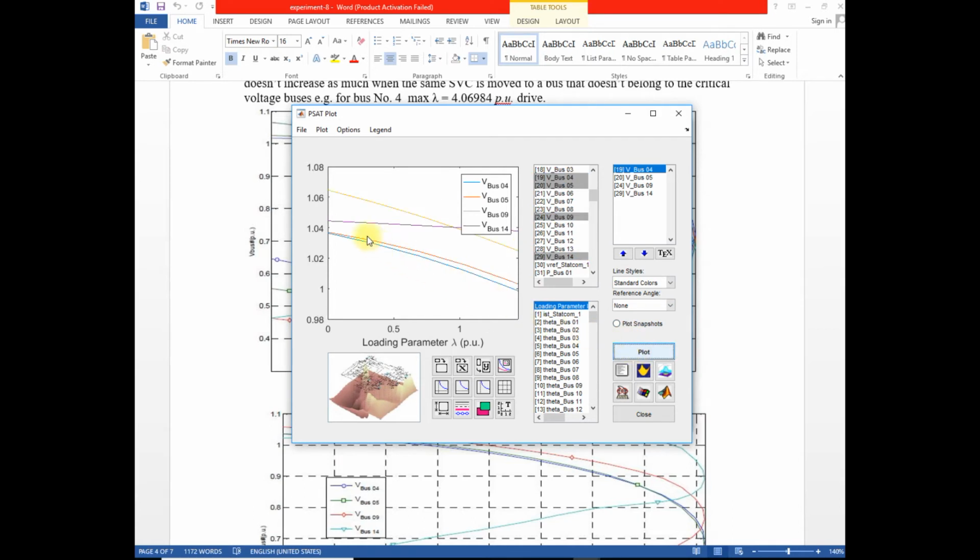So you can see that at bus number 14, this purple line shows that as the loading parameter is increasing, the voltage at bus number 14 remains constant, near 1 per unit. But for the rest of the buses, bus number 4, 5 and 9, as the loading parameter increases, the voltage gradually reduces. So this is the advantage of using the FACTS device at the highly loaded bus. In this way we can maintain constant voltage at the highly loaded bus to maintain the voltage regulation.